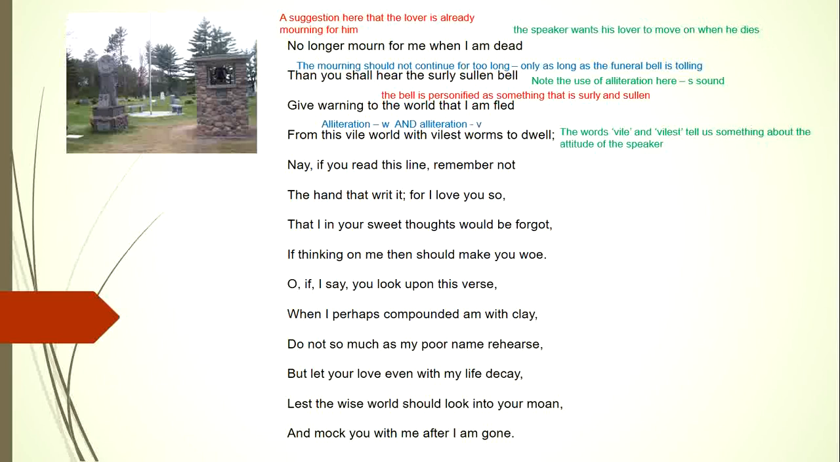Now there's also a figure of speech over here called synecdoche. Now synecdoche is when a part of something represents or symbolizes the whole.